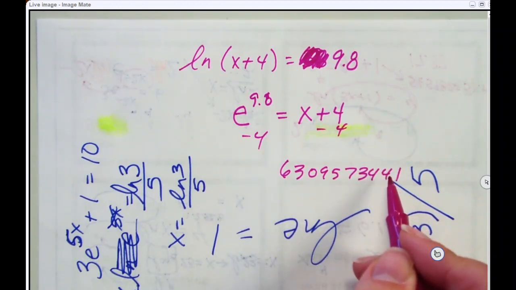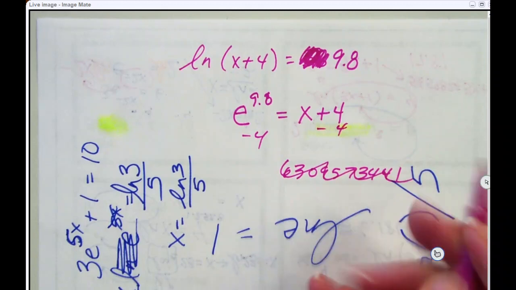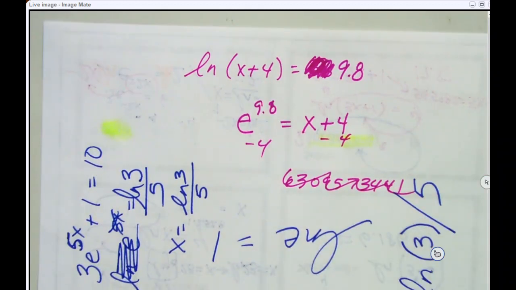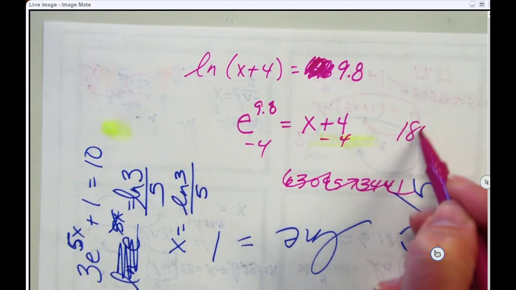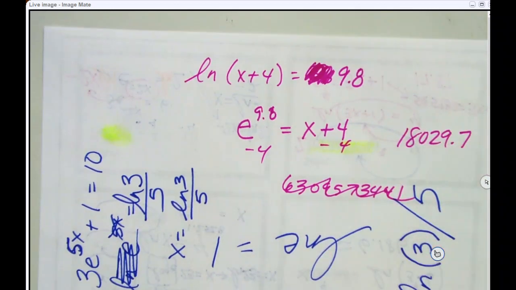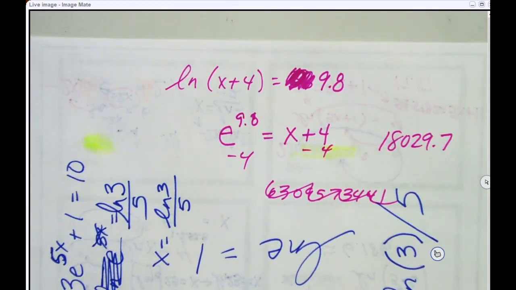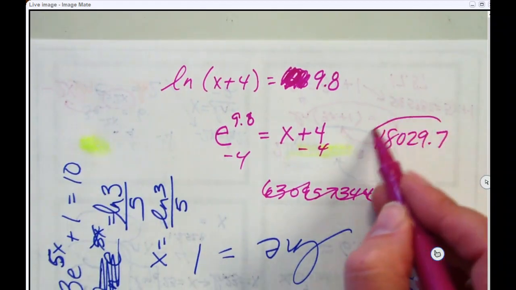And I get a really big number. Oh, I did 10 raised to the 9.8. No wonder that didn't work. Goodness. E raised to the 9.8. There we go. Take away 4. And I got 18029.7-ish. Does that sound right? Did anybody calculate it? Waiting on me? Okay, perfect.